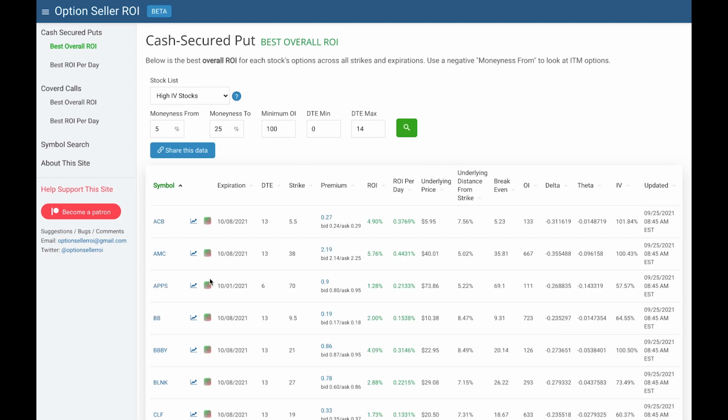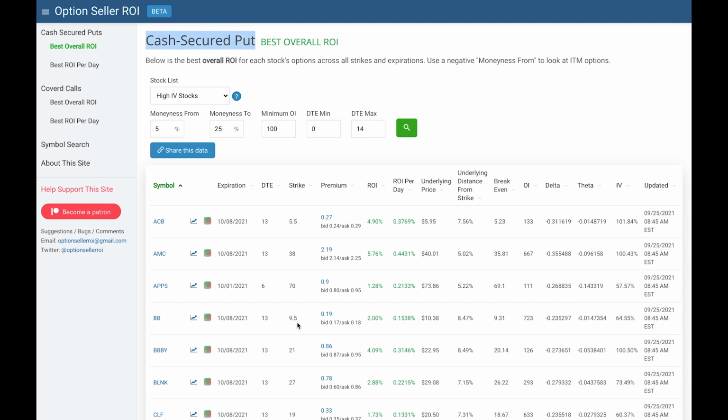All right, let's look at this one down here, this BB, only because I do have positions in BlackBerry right now. So let's just look at this as an example. You can see that it expires on 10/8/21, so there's 13 days until expiration. It's showing a 9.5 strike price. Now, currently the shares are $10.38 per share, and so a $9.50 strike price means that it's 8.47% away from the underlying share price. Now the website is listing this 9.5 strike put, and again, we know these are puts because that's the page that we're on.